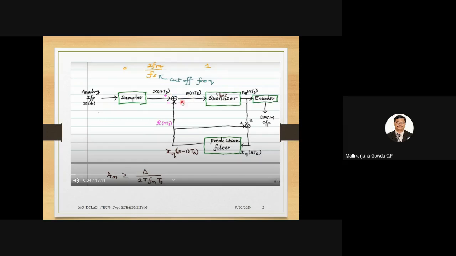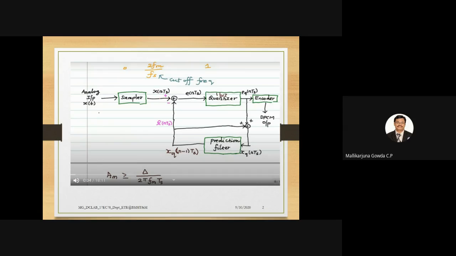Okay, so if the difference is negative, means when X of nTs and X hat of nTs, their difference is negative. When will the difference be negative? When this X hat of nTs is greater than X of nTs, right? During that time, the difference will be negative. So during that time, it will be decremented by delta, that is minus delta. Okay, that will be encoded by a binary information of 0. I hope you all understand what I am saying. Yes, sir.